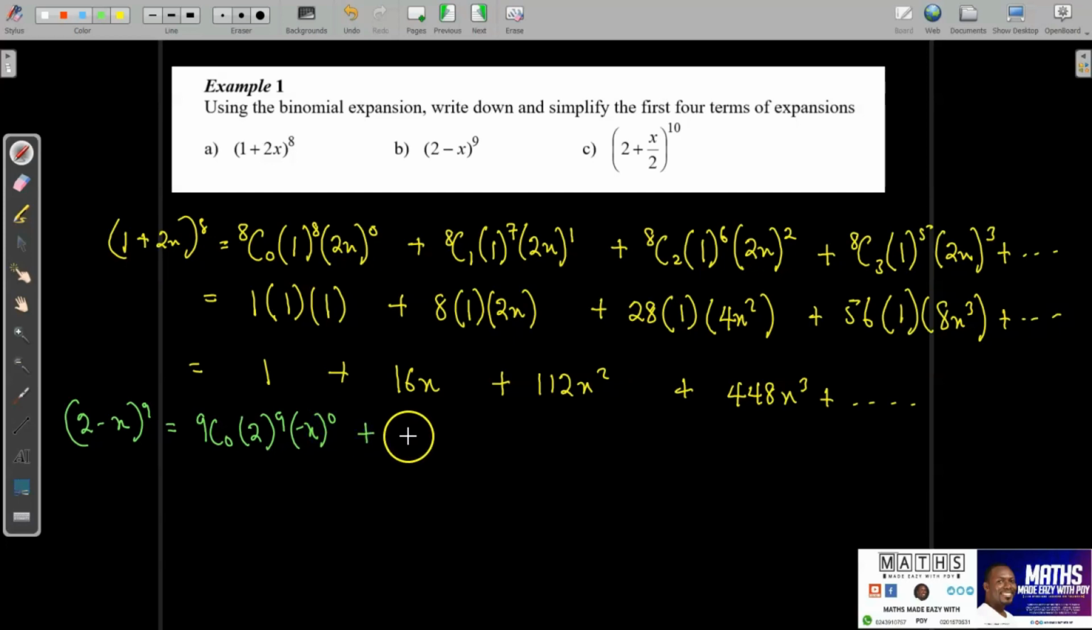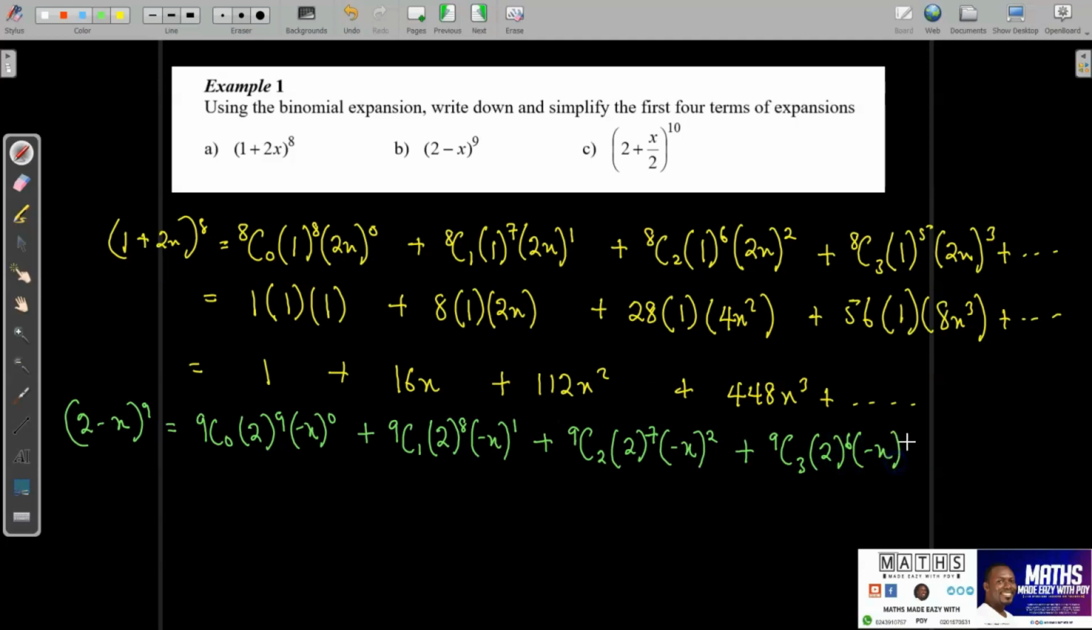Next term. 9 combination 1 by 2 index 8. Minus x to the power 1. Nine combination 2. Two to the power 7. Minus x exponent 2. Nine combination 3. 2 to the power 6 minus x exponent 3.